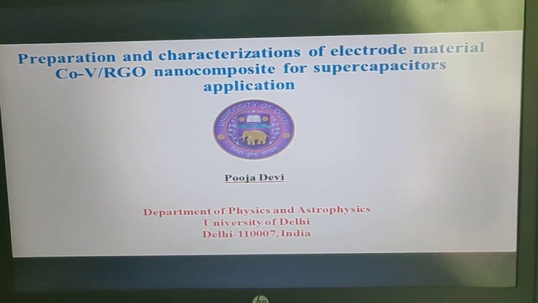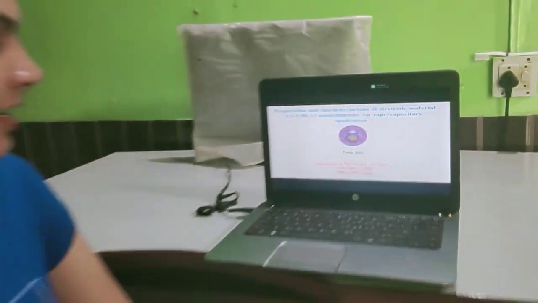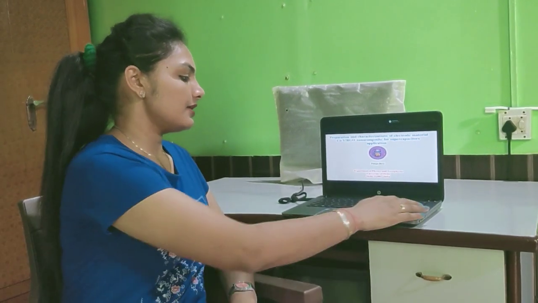Hello everyone, myself Pooja Devi from the Department of Physics and Astrophysics, University of Delhi. I am going to present the preparation and characterization of electrode materials, Co3V2O8-RGO nanocomposites, for supercapacitor applications.